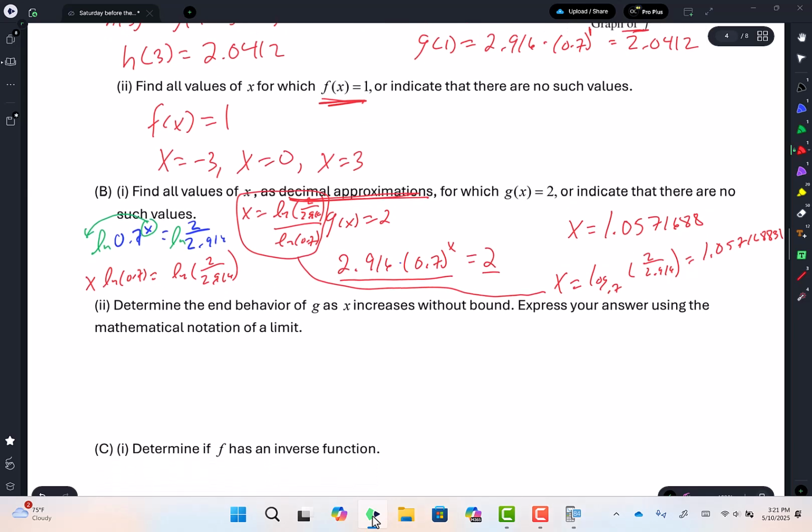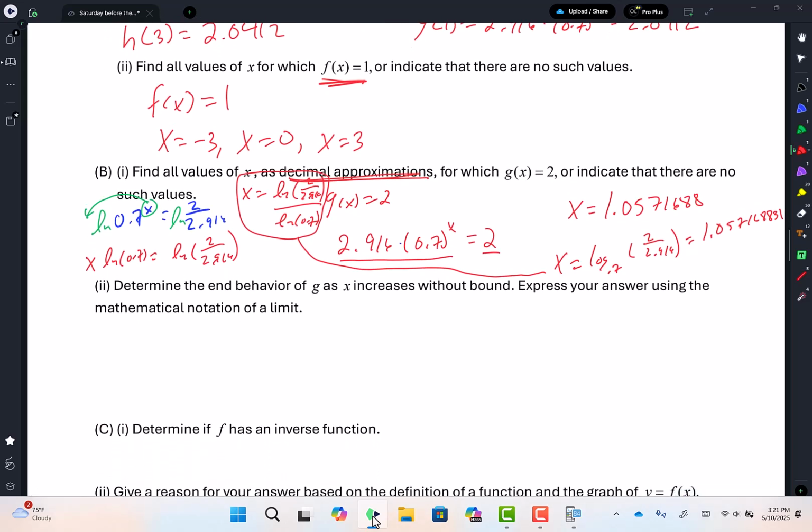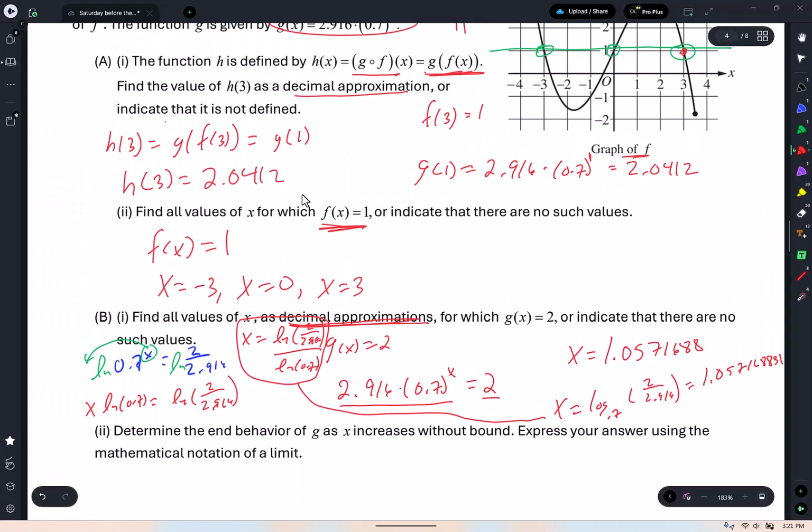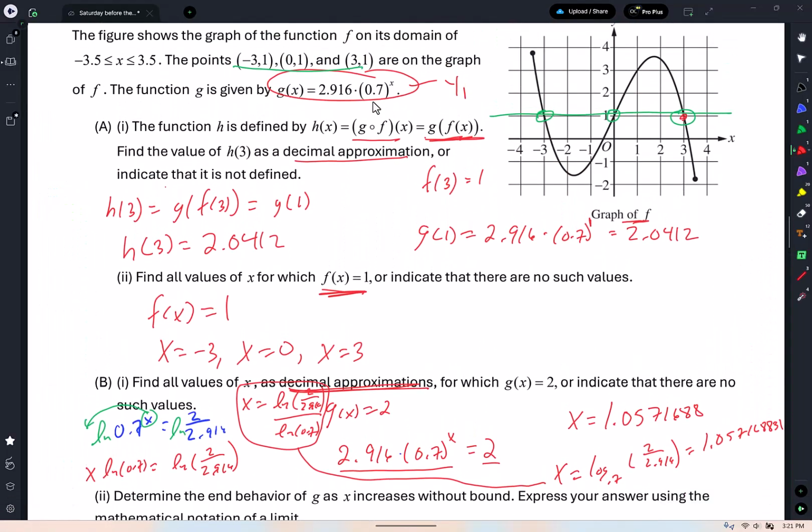All right. Determine the end behavior for g as x increases without bound. Express your answer using the mathematical notation of a limit. Well, you have it here in the graph, guys. Hopefully you already know that. That's the graph in blue, your exponential. See what it's approaching. It's approaching 0, because look what it is: 0.7 raised to the power x. It's a number between 0 and 1, and if you keep making x larger and larger, the output will keep getting smaller and smaller. Not forever, though. It's approaching the value 0, because technically negative 10 is smaller than 0, and negative 100 is smaller than negative 10. So you're getting smaller and smaller towards 0.